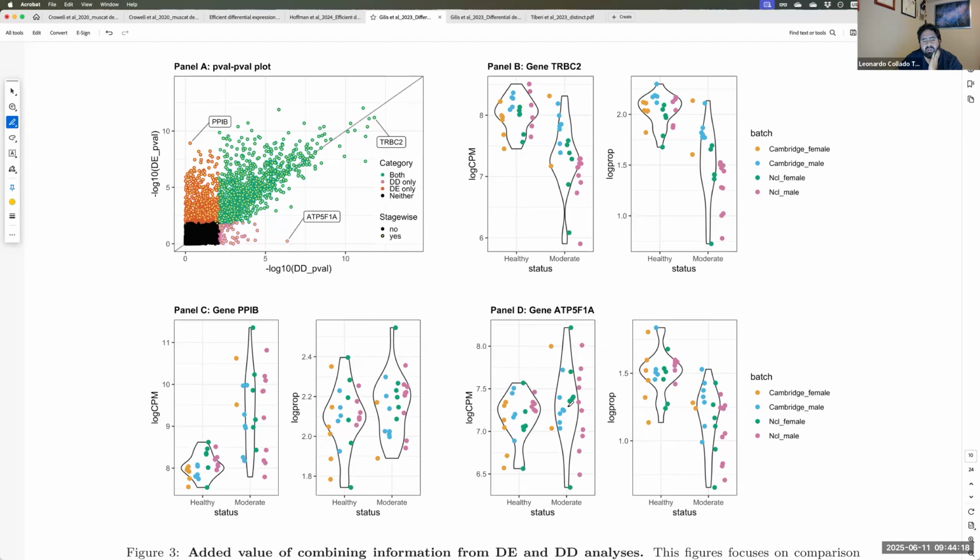Yes, if you look at the mean of the expression, it is basically the same, but what percent of the cells are actually expressing the gene, actually there's a big difference there, right?